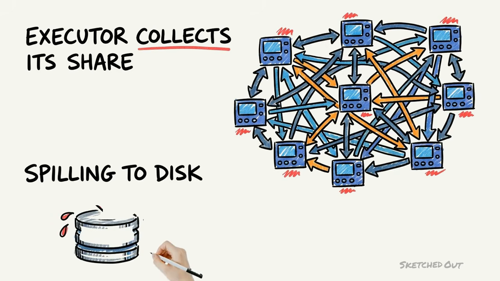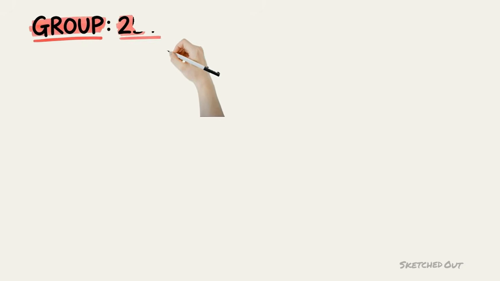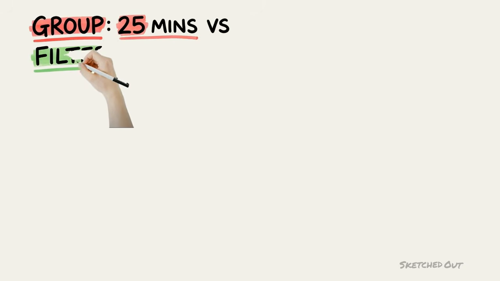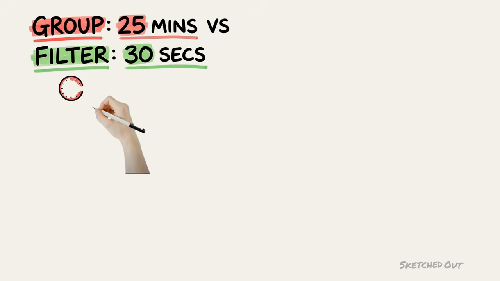If a destination partition turns out to be larger than the memory set aside to hold it, the receiving machine has to write part of it out to disk to keep going. That is called spilling. It is normal rather than an error, and it has an episode of its own later on. That is why the group took 25 minutes and the filter took 30 seconds.